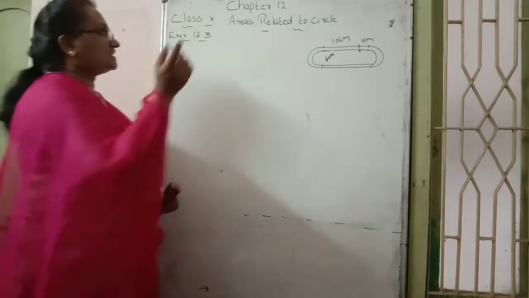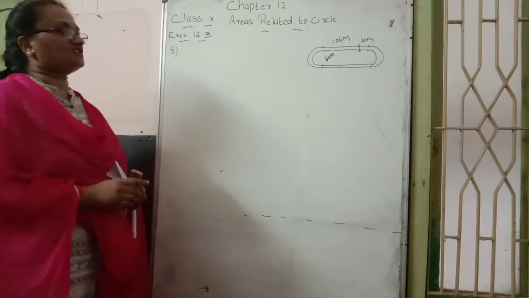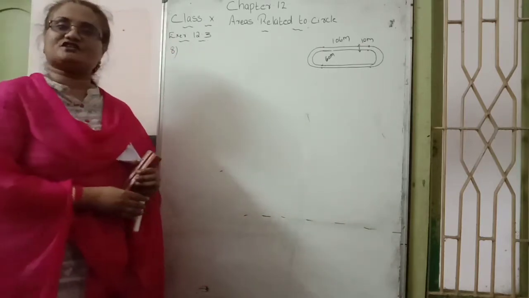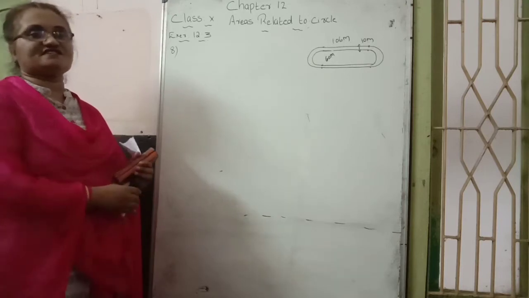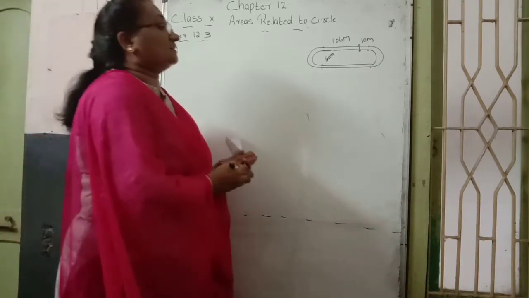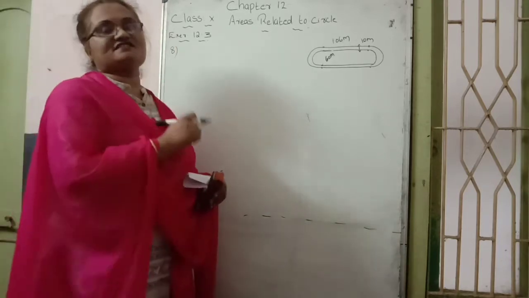Hi students, now we are going to discuss chapter 12, Areas Related to Circles, exercise 12.3. Up to 7 questions we completed. From the 8th question onwards, they talk about a racing track.